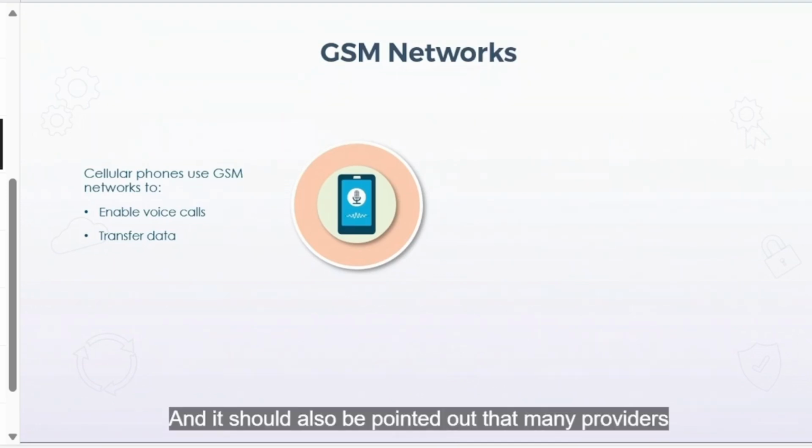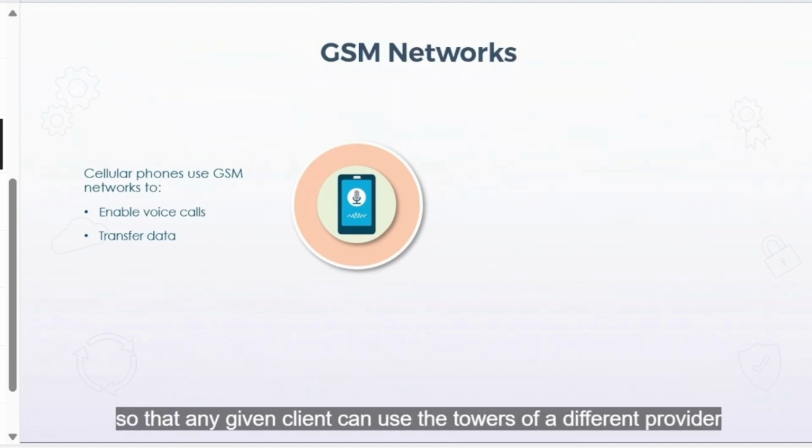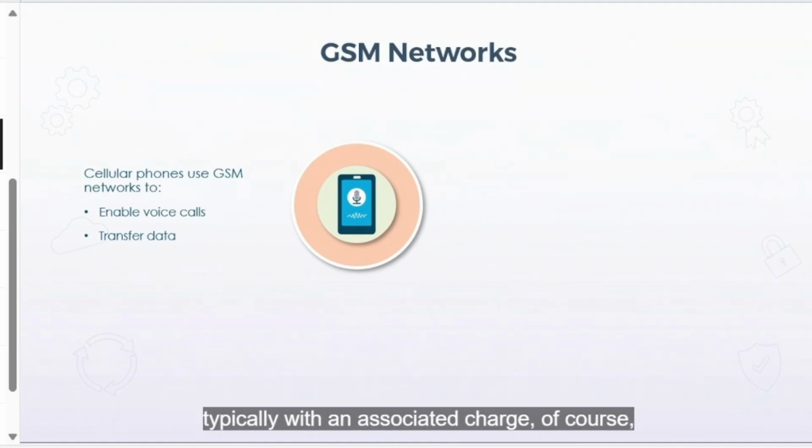And it should also be pointed out that many providers will have partner agreements in place with each other so that any given client can use the towers of a different provider, typically with an associated charge, of course, but this is the process known as roaming, which allows us to make calls and transfer data as long as we're within the range of almost any tower.